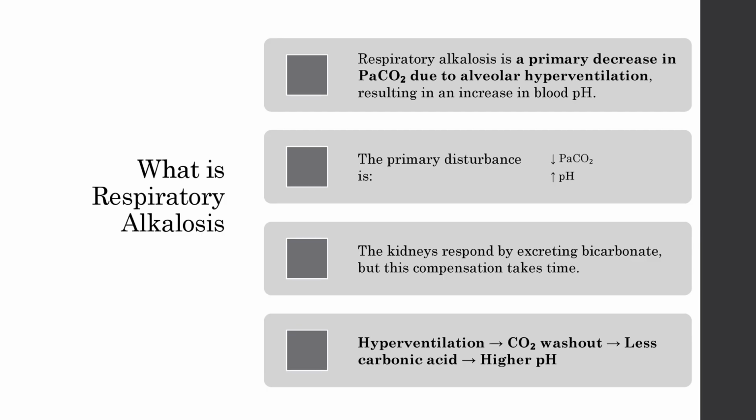Respiratory alkalosis is a primary decrease in CO2 due to alveolar hyperventilation, resulting in an increase in blood pH. The primary disturbance is decrease in CO2 and increase in pH. The kidneys respond by excreting bicarbonate, but this compensation takes time. Remember this simple equation. Hyperventilation causes CO2 washout, which in turn leads to less carbonic acid, consequently higher pH.